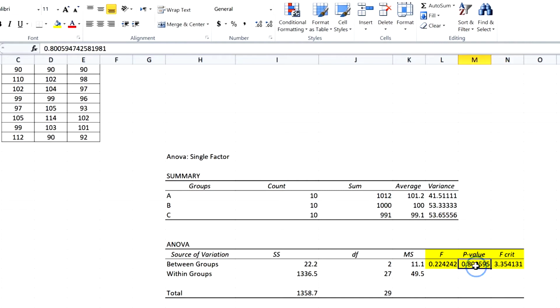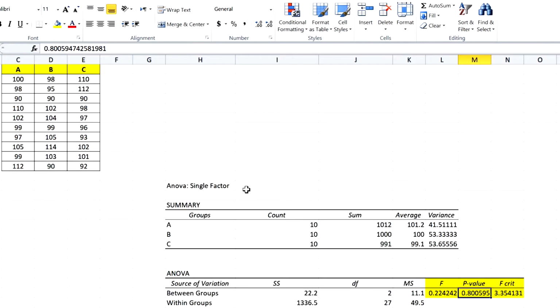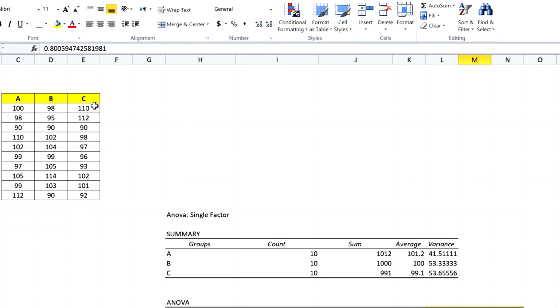And also the p-value: if the p-value is less than the 5% error or alpha level of 0.05, there will be a significant difference. But here 0.8 is higher than 0.05, so there is no significant difference between the means of these three instruments.